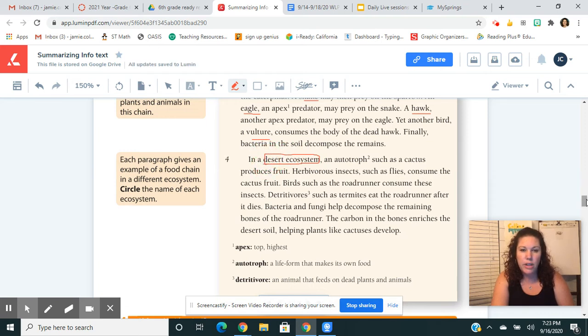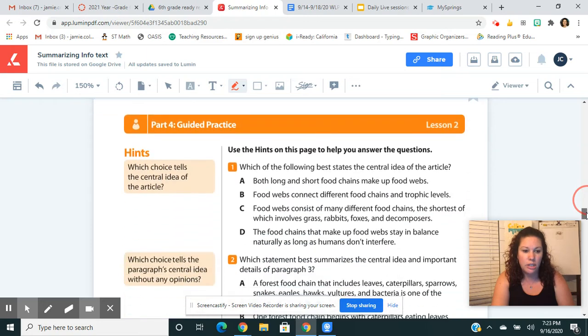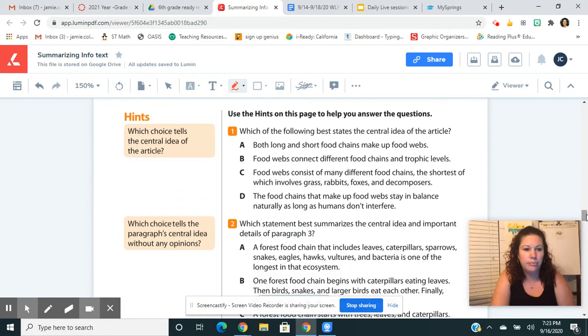There we go. So now we've kind of like dissected our paragraphs. We know this is all about the food chain and the different ecosystems. And we've already identified the central idea because it's underlined. So let's go ahead and read the questions now. Question number 1. Which of the following best states the central idea of the article? So, okay, we're looking for the central idea of the entire article, not just a paragraph. And it gives us a hint on the side. It says, which choice tells the central idea of the article? Okay, well, I feel like that was the same question that we were given on question number 1.